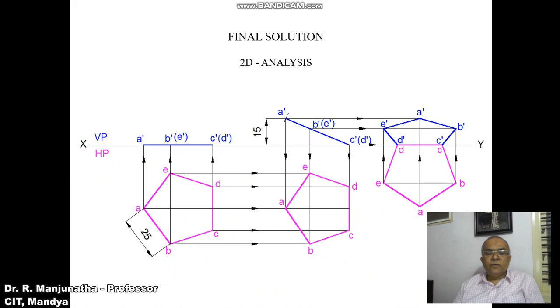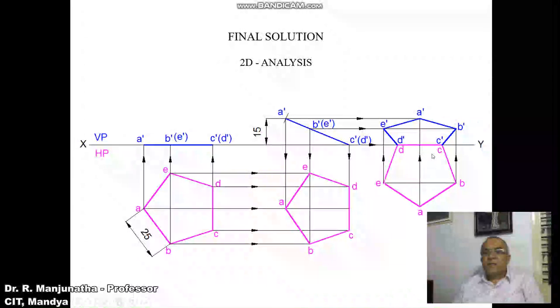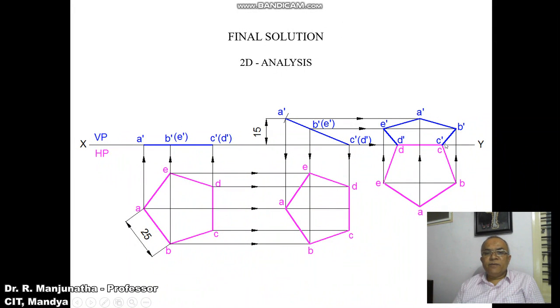So this is how you draw the solution in the sketchbook and show the dimensions of 15 and 25. And how do I know that my problem is right? The side is resting on both HP and VP, and opposite to this side is a corner which is 15 mm above HP, and this is a pentagon of 25 mm side. This is how you will be able to solve it.